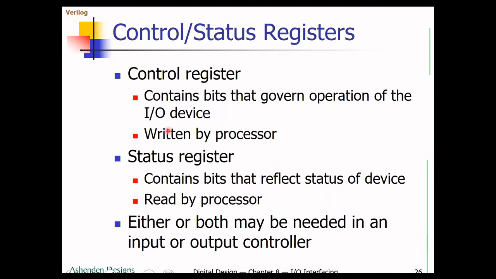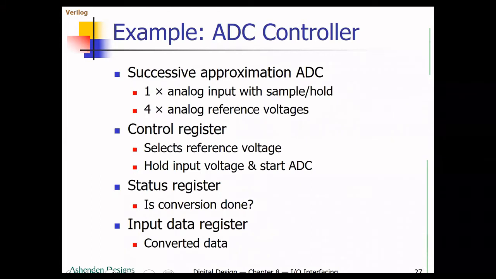In the status register, the bits reflect the status of the device, read by the processor. The status word register is going to reflect the device's status to the processor. It's like I talk to you, and in the same way you respond to me. I talk to you with a specific name, and you respond. That is the control register, and your response is the status register. Either or both may be needed in an input-output controller, in our IO device controller. Moving to the next, we'll have the ADC controller in the same way.